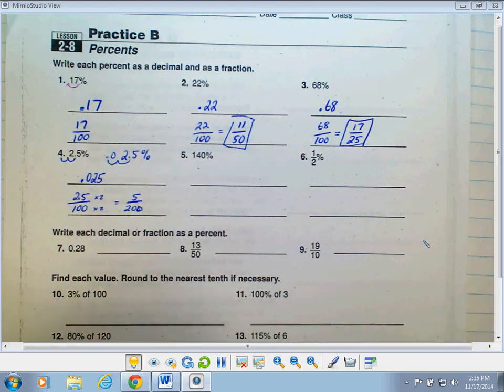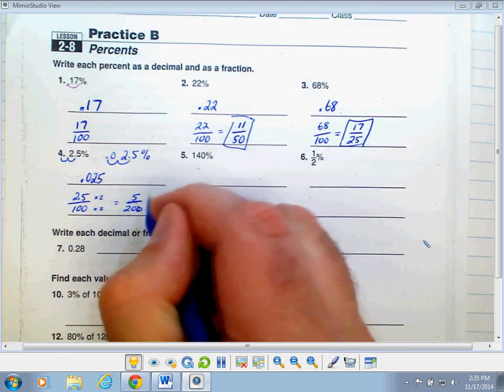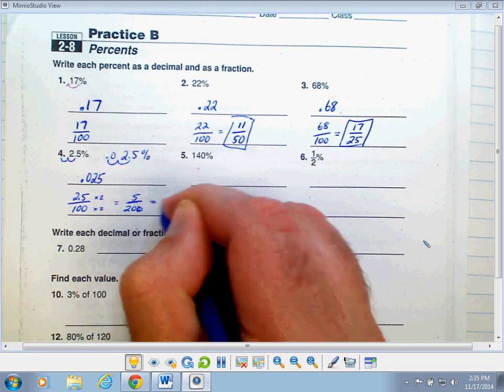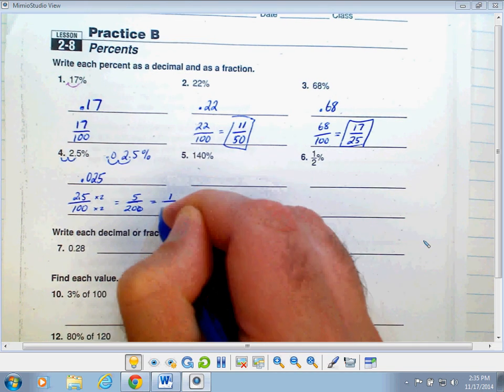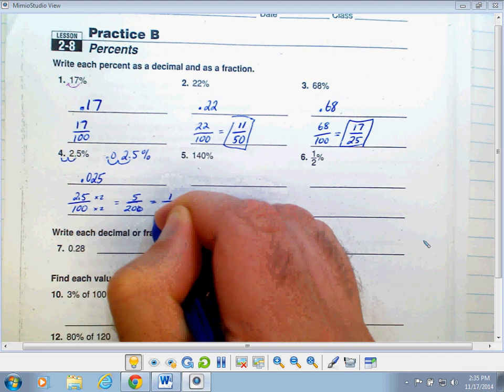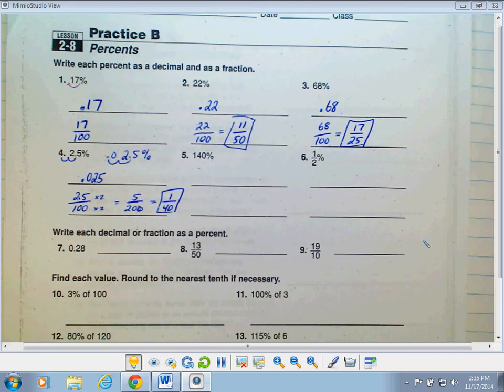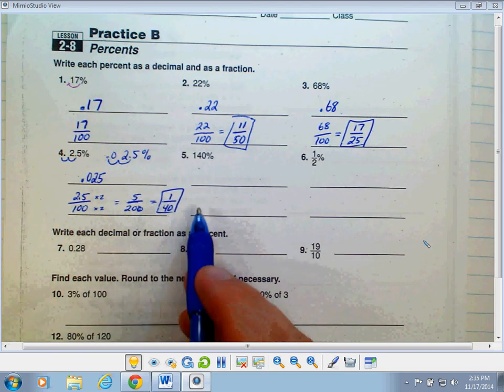But 5 over 200 actually reduces. If you divide them both by 5, 5 goes into the top 1 time and into the bottom 40 times. So 2.5% actually is the same as 1 out of 40.